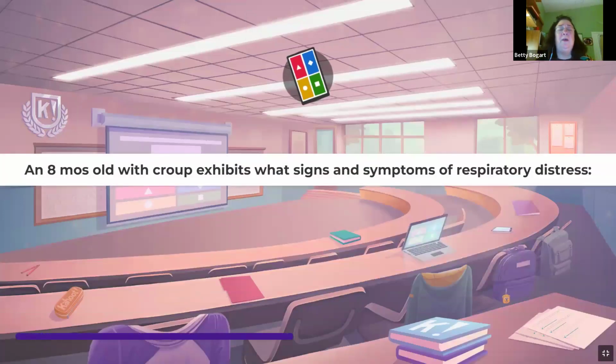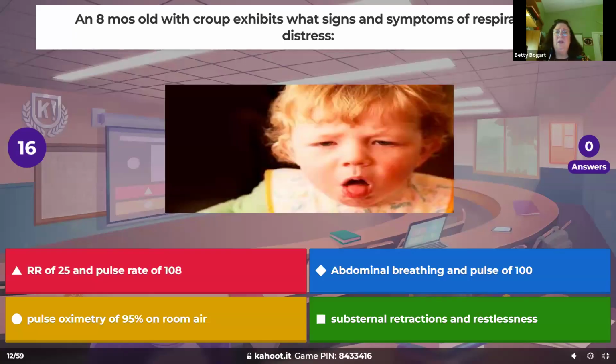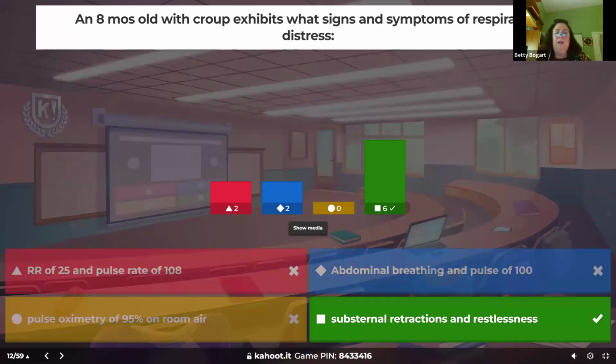An 8-month-old with croup exhibits what signs and symptoms of respiratory distress? Croup, tracheolaryngeal bronchitis. It's the three of them. It's all of it. I remember, croup will go right into epiglottitis if not treated. This is where respiratory distress, those are your keywords, retracting and becoming restless. Respiratory rate of 25, 108. That's actually pretty calm. 95% is fine. And children do abdominal breathe to make it easier. So that's why the other one's the answer.